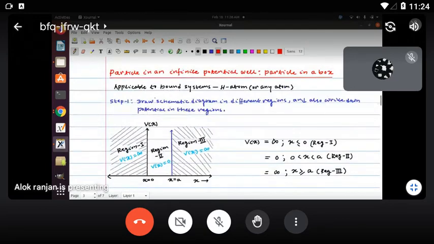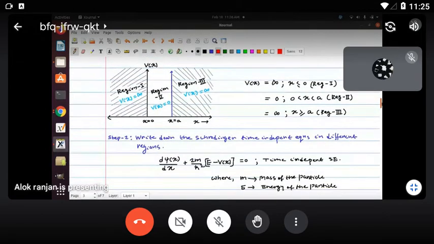And as I said, it is applicable to bound systems, for the simplest case the hydrogen atom or any atom. So now the first step is to figure out the potential, which we have already done. We have three regions: region 1, region 2, region 3. In region 1, potential is infinite, in region 2, potential is 0, and in region 3, potential is infinite again.